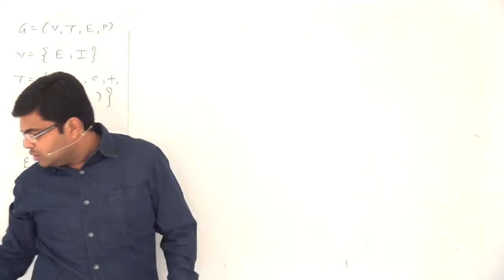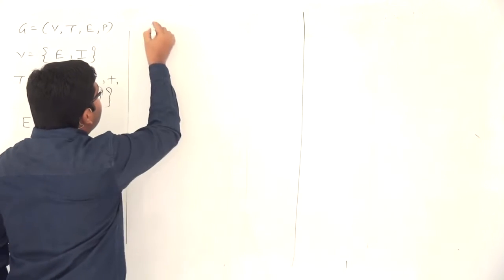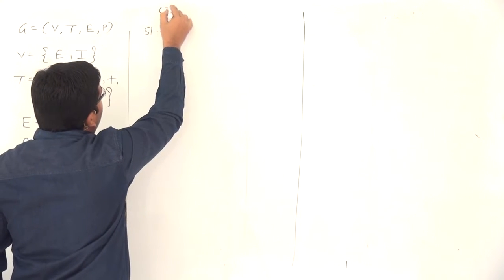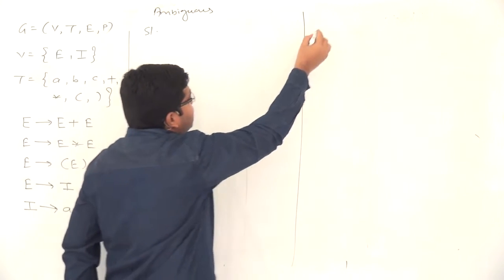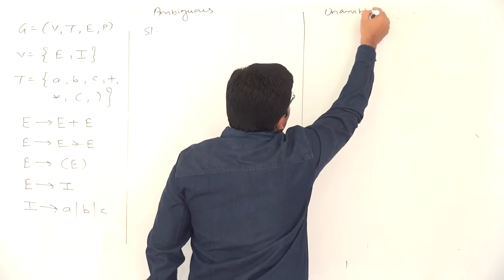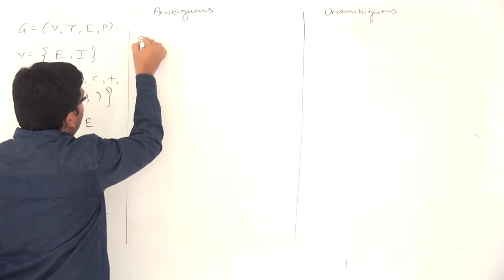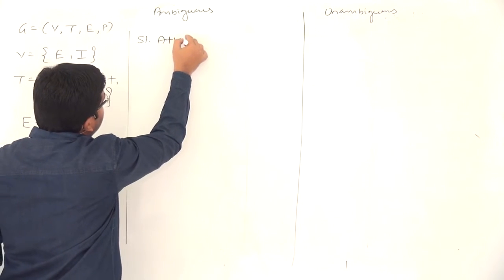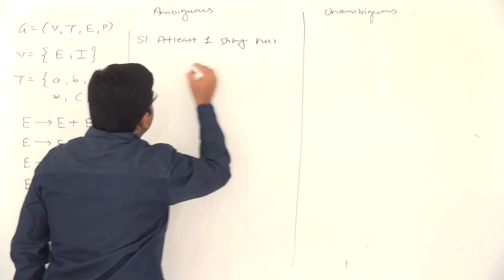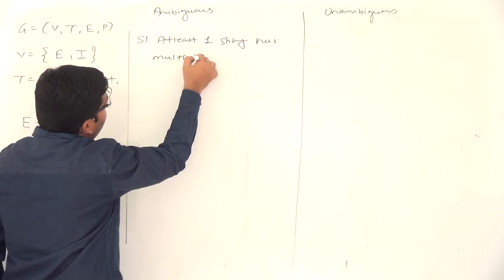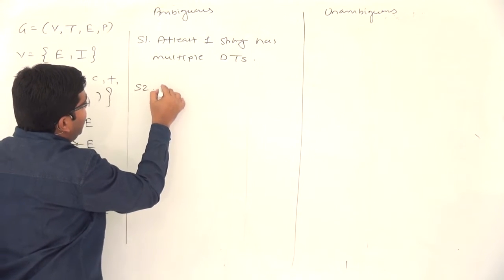So we will write down two different sets of statements. Here, in the first set, we will define ambiguous grammars, and in the second set we will define unambiguous grammars. Okay, now S1, statement number 1: at least one string has multiple derivation trees.